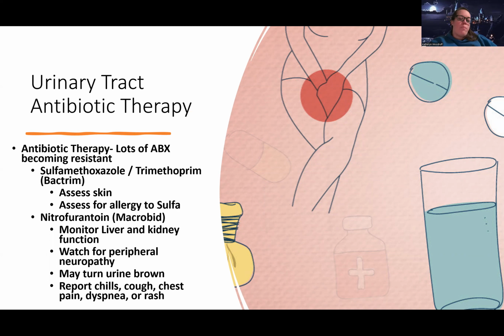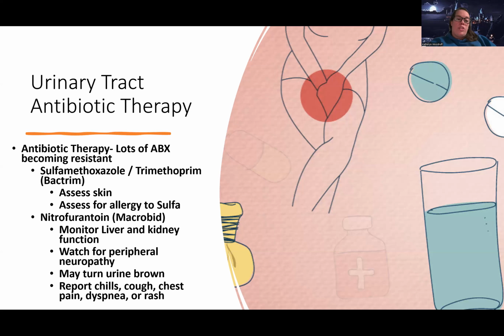Then there's also Macrobid, or nitrofurantoin. I don't know if I'm saying that right. This one has a lot of possible side effects. Liver and kidney function can be affected, they can have peripheral neuropathy, and it can change your urine brown. Note there's a couple of these that change your urine color, so you probably want to know those. Maybe put those on your note card. They should also report if they have chills, cough, chest pain, dyspnea, or a rash, because there are some side effects. But all antibiotics have a lot of side effects, so just be aware of that.